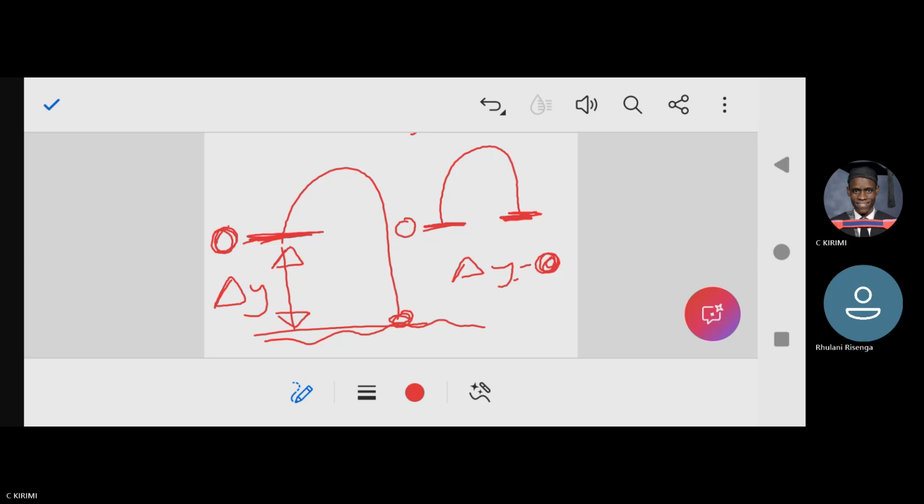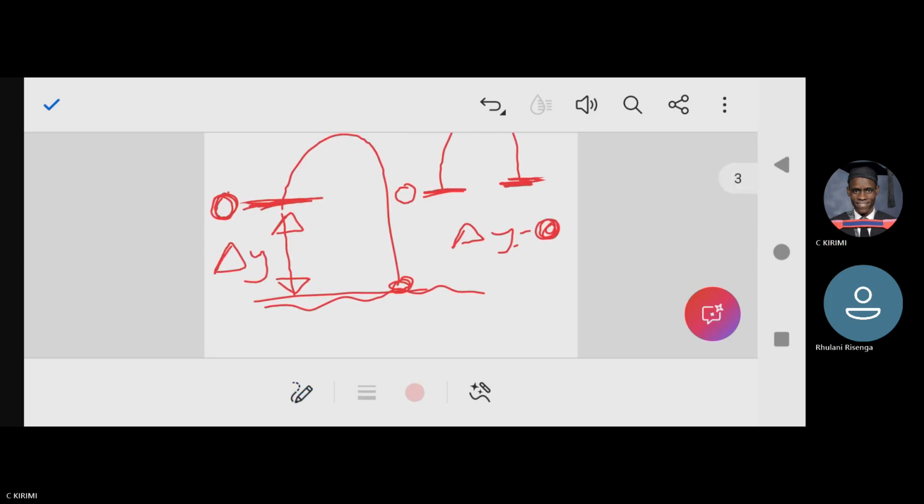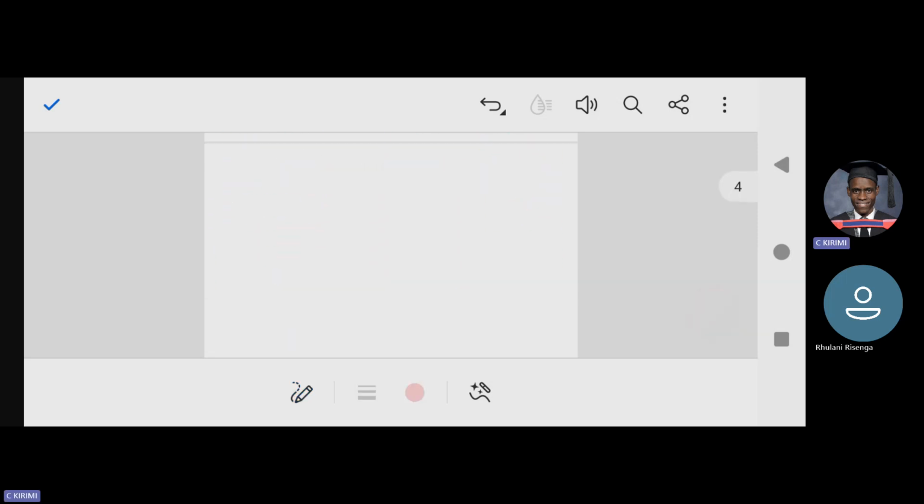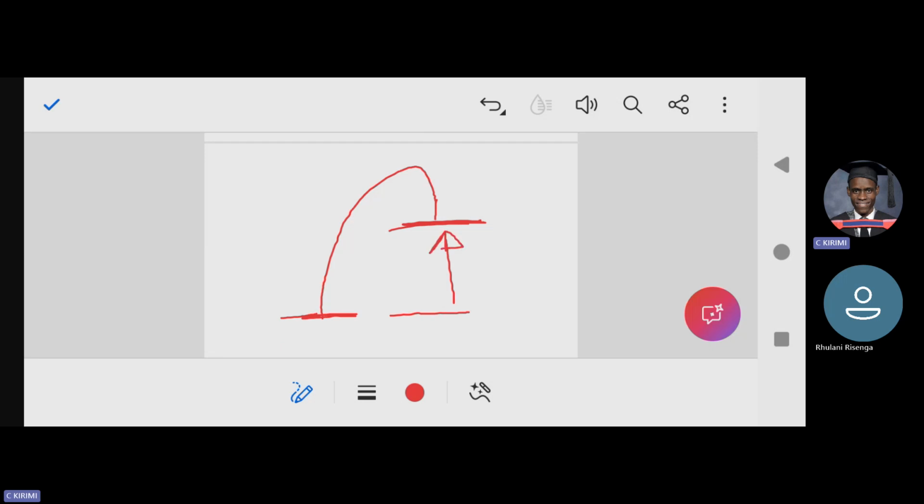Okay. Then there's a situation where you throw a ball upwards, like this, from the ground. It goes up, it reaches a certain point, but it does not come down. With relative to the reference point, what is change in y? Is it negative or positive? A positive change in y.